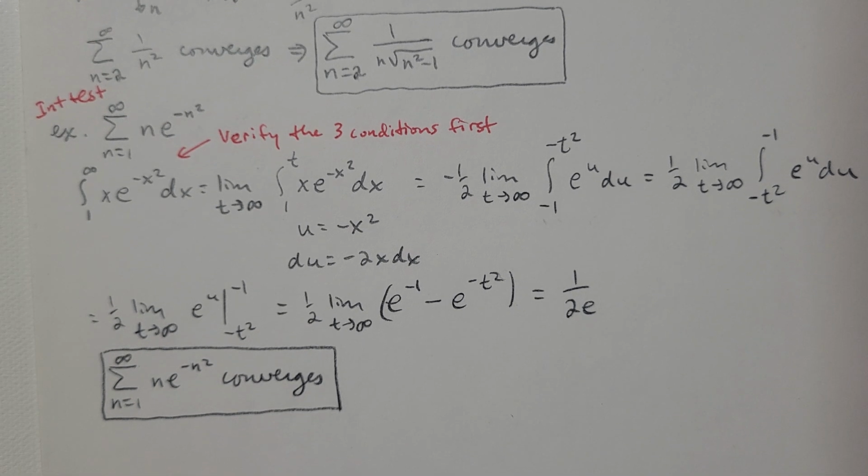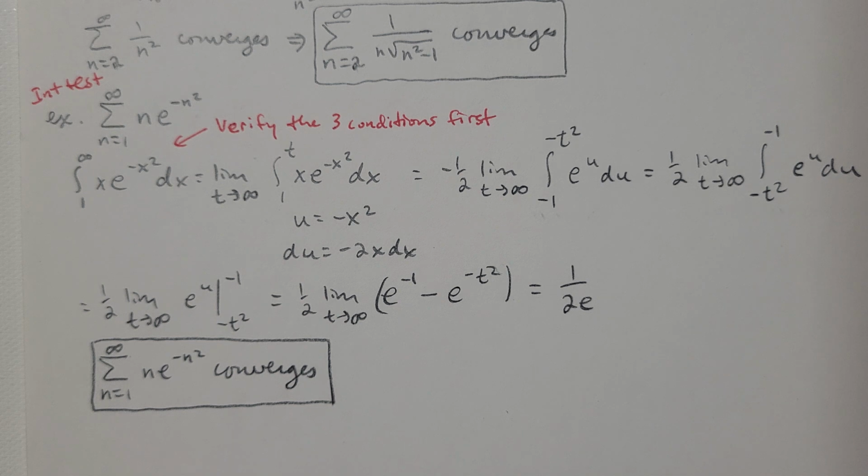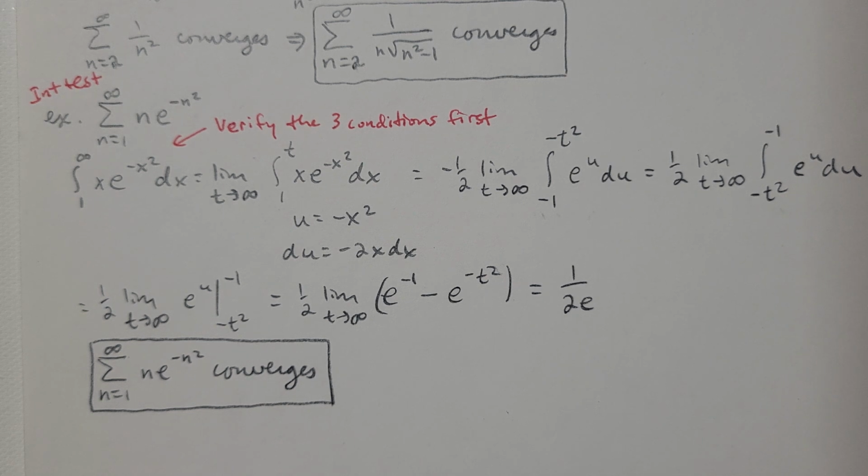Here's another one. We have the summation from n equals 1 to infinity of n times e to the negative n squared. Well, that looks like it would belong in an integral. If I were integrating x times e to the negative x squared, that would be just a simple u substitution. So I think I can use the integral test here.